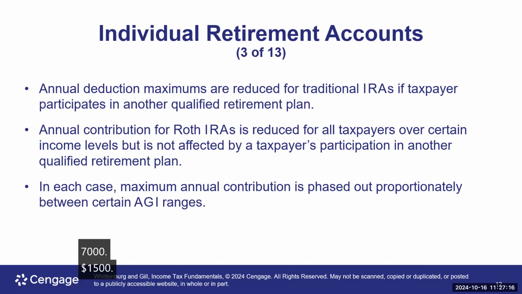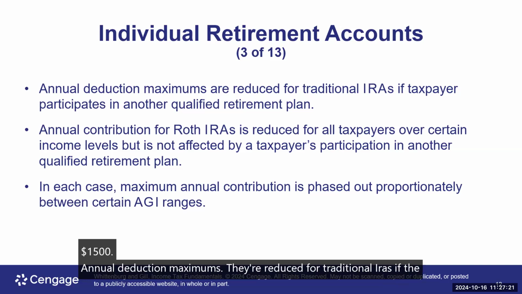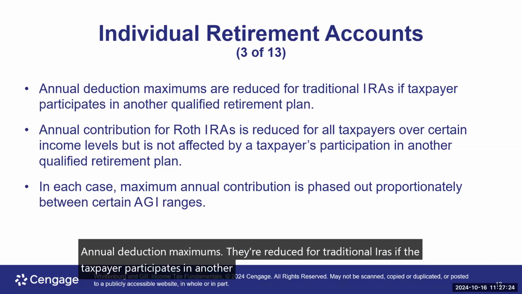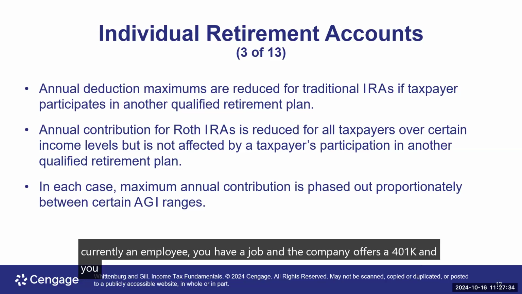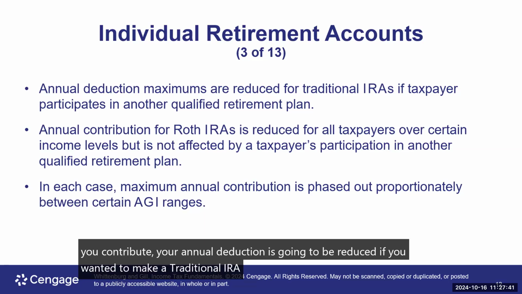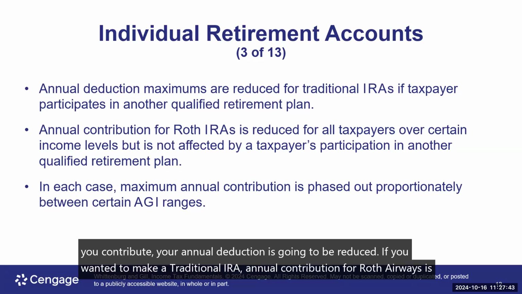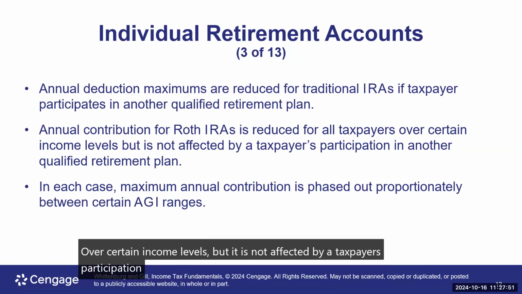Annual deduction maximums are reduced for traditional IRAs if the taxpayer participates in another qualified retirement plan. So if you are currently an employee, you have a job, and the company offers a 401k and you contribute, your annual deduction is going to be reduced if you want to make a traditional IRA. Annual contribution for Roth IRAs is reduced for all taxpayers over certain income levels, but it is not affected by a taxpayer's participation in another qualified retirement plan.